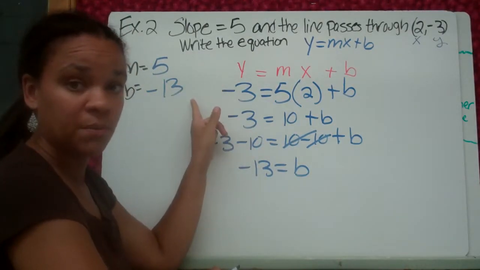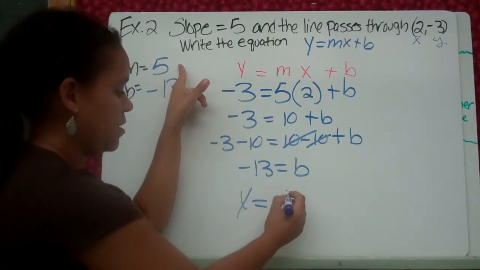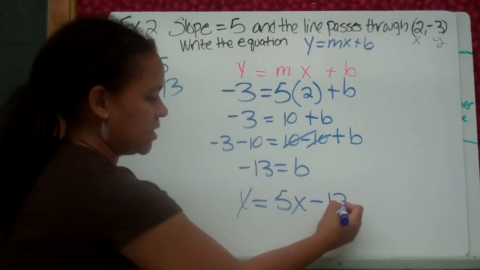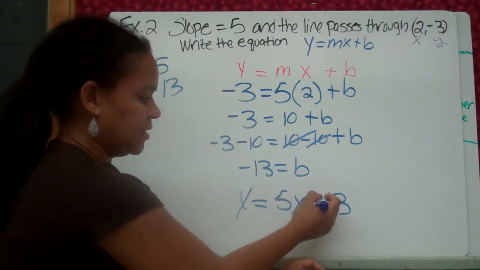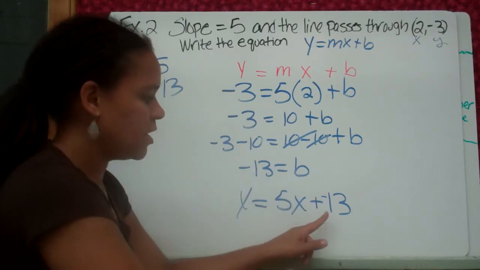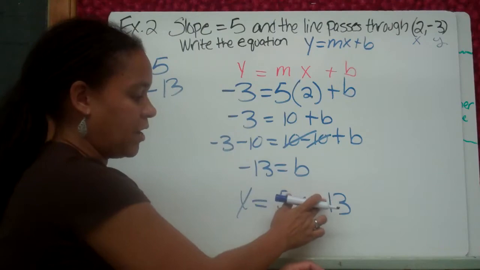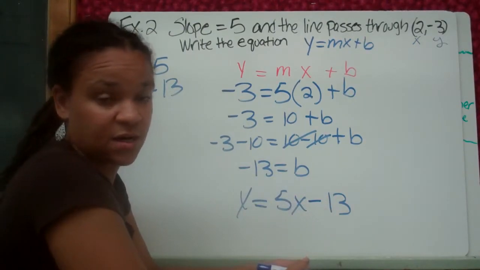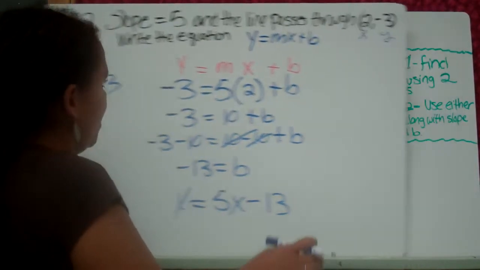Once you have your m and your b, then you can simply write the equation. y is equal to 5x minus 13. And notice I wrote minus 13. Technically it's plus negative 13, but you won't see two signs written like that when we're doing algebra. Instead of writing plus negative, we just turn that into minus. So I know the formula says plus b, but if it's a negative, it's going to end up being plus negative, which just simplifies to minus. All right.